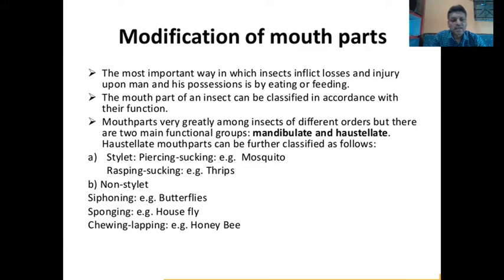Stylet, meaning piercing and sucking type, like in the mosquito. They can penetrate and suck the blood. Then the rasping and sucking type, which is found in thrips.